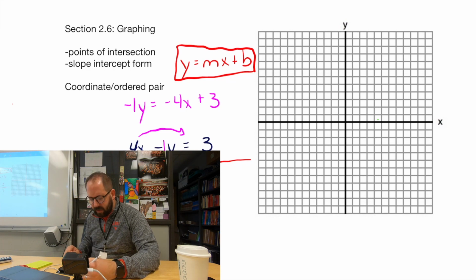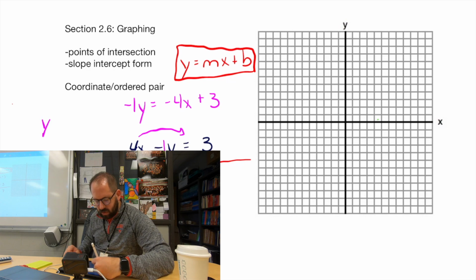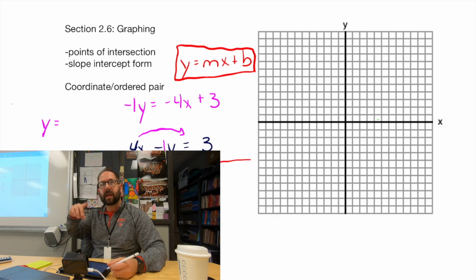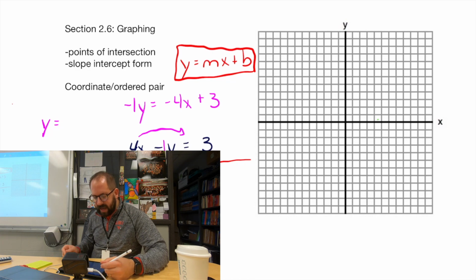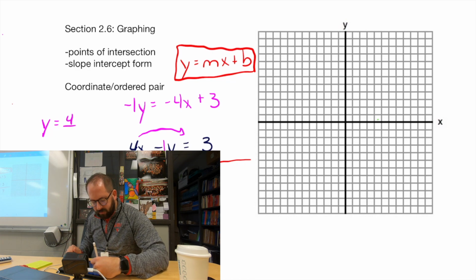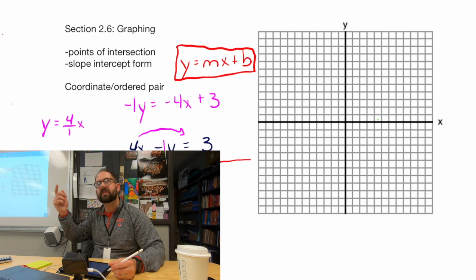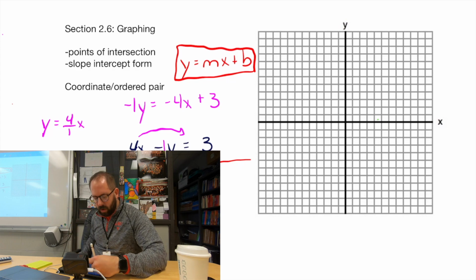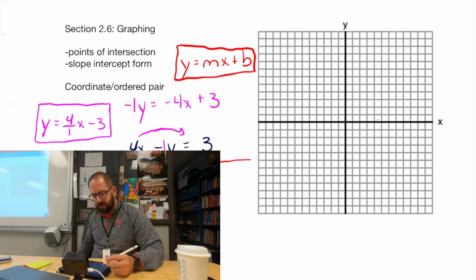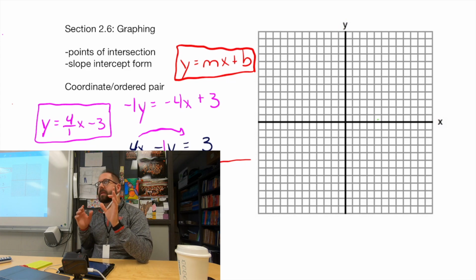So if I divide everything by negative 1, here's what it turns into. y equals, so negative 1 divided by negative 1 is 1y. That's what we want. We want the y by itself. Then negative 4 divided by negative 1 is just 4 over 1, or you can just put 4. The negative signs cancel out. And then 3 divided by negative 1 is negative 3. This is what I'm going to draw here in a second. Now, if you just want to write 4x, that's fine. Did that make sense? Yes. Okay.